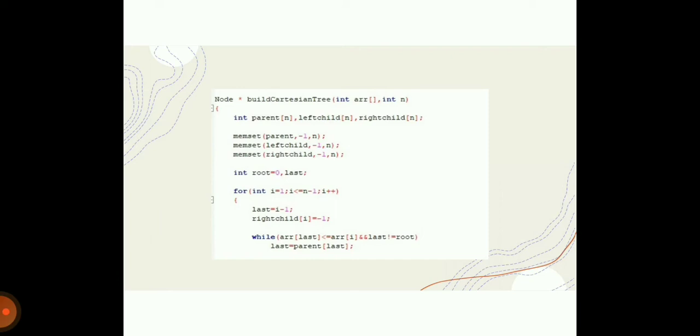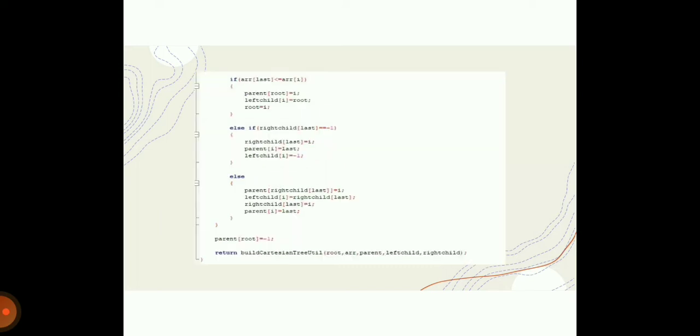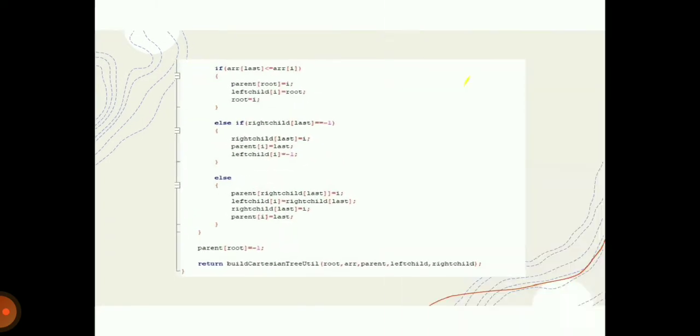From i equal to 1 to the n-1th node we will run this loop. Starting, we will assign last equal to i-1 and right child equal to -1, and we will loop throughout the array while array's last is less than or equal to array's ith element and last is not equal to root. If this condition is satisfied, then the value of parent of last will be assigned to last. And finally we will check the conditions.